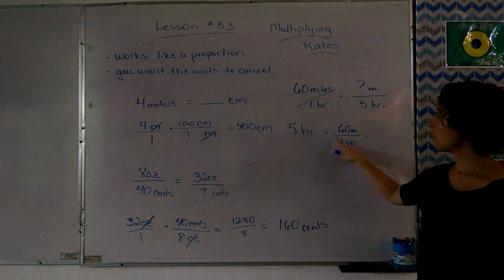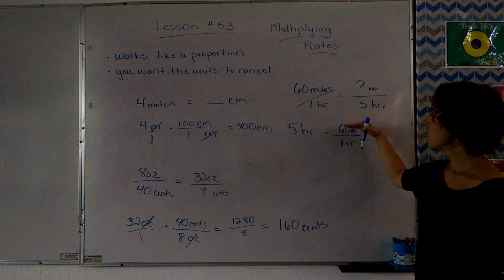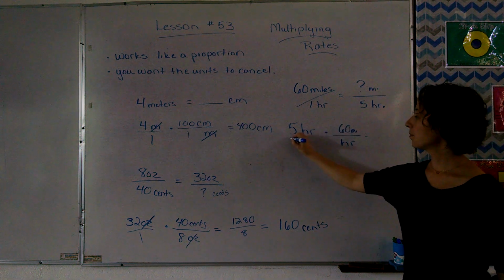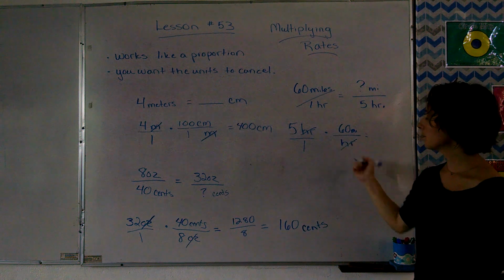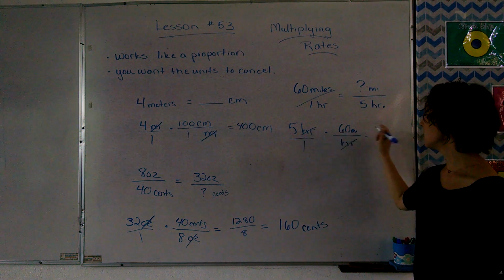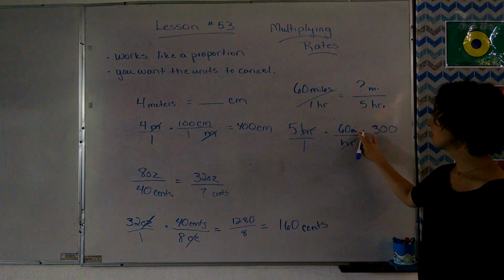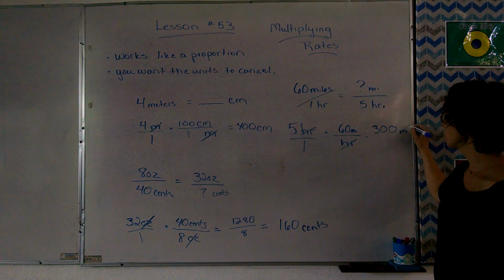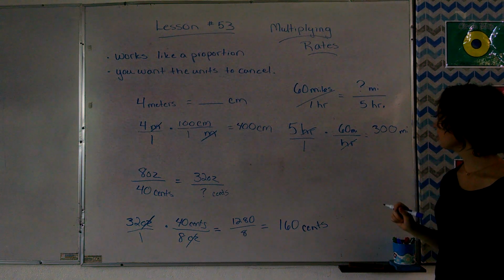I'm going to leave it that way, as 60 miles per hour, so my hours are on the bottom, so that the hours will cancel. Put the 5 over 1, cancel out your hours. 5 times 60, 5 times 6 is 30, and the 0 is 300. My answer is in miles. 1 times 1 is 1. I don't need to write that in.